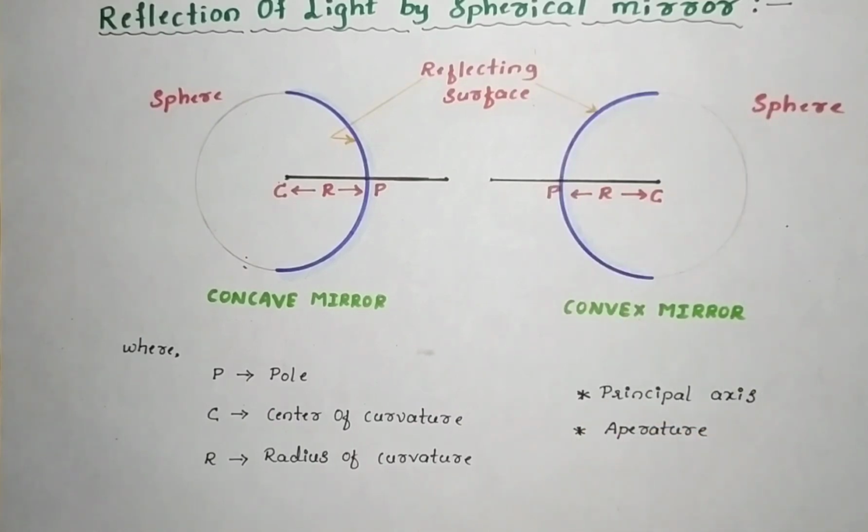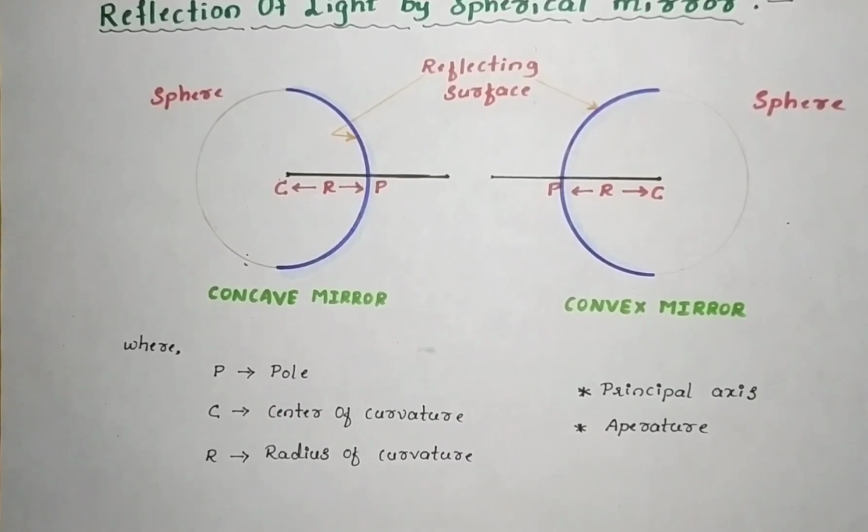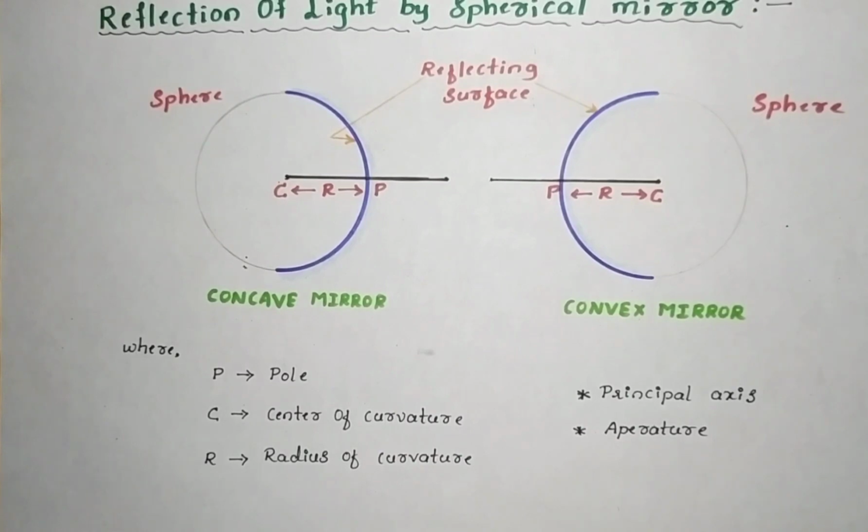Okay, in the next video we can discuss the same reflection of light by spherical mirror, but there we are going to study focal length, principal focus, whether it is real or virtual, and how the image is formed. That we can study in the next video.